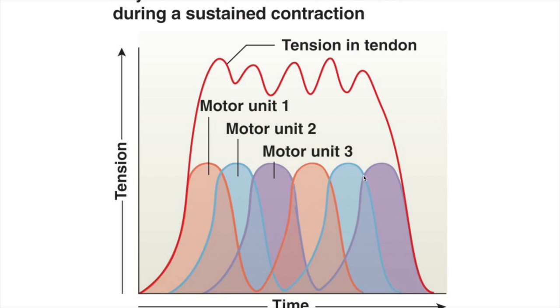And this again shows how motor units rotate being active during a contraction. So this is showing the tension in the tendon, which is produced by the muscle. And the tension stays up here, but you can see the red motor unit is only active here and here. And then during this time it's due to the blue motor unit, and then during these times it's due to the purple motor unit.